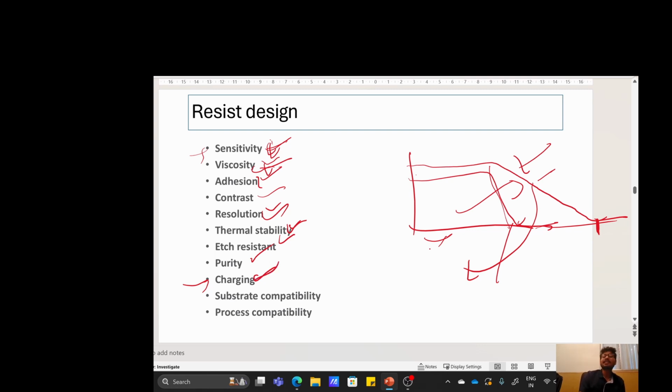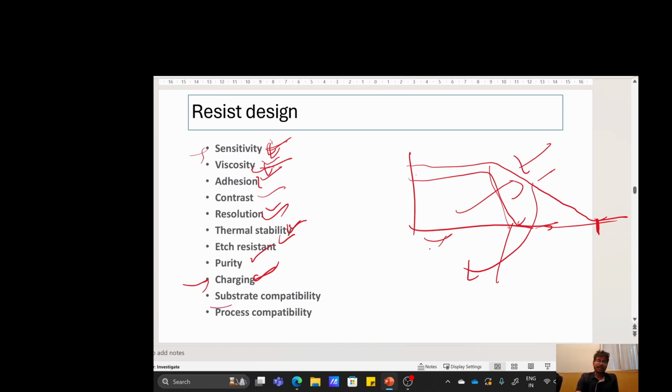And charging is a concern when you are doing e-beam lithography, because in e-beam lithography there is an electron gun. Electrons write the pattern over the resist, and because of the electrons the properties of the resist change. So the resist should not get charged, otherwise you won't get the desired feature size, because the charge will repel the electrons and the beam will diverge.